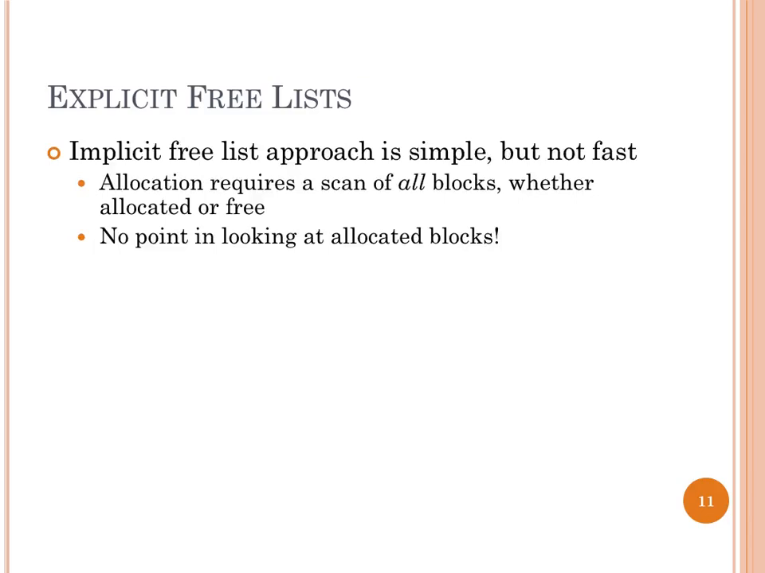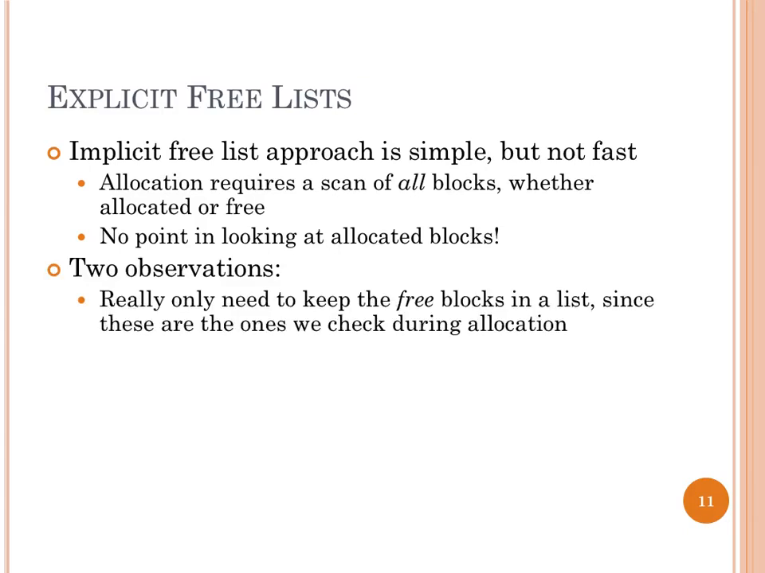Now, the implicit free list is nice. And you can code it up really fast, and it'll work. But when you're allocating memory chunks, now you have to look through the entire pool. And this is a bit of a drag, because if you think about it, we already know there's no point in looking at an allocated block. Like, can I use this block? No, it's allocated. Somebody else is using it. Okay? So why would I even look at allocated blocks?